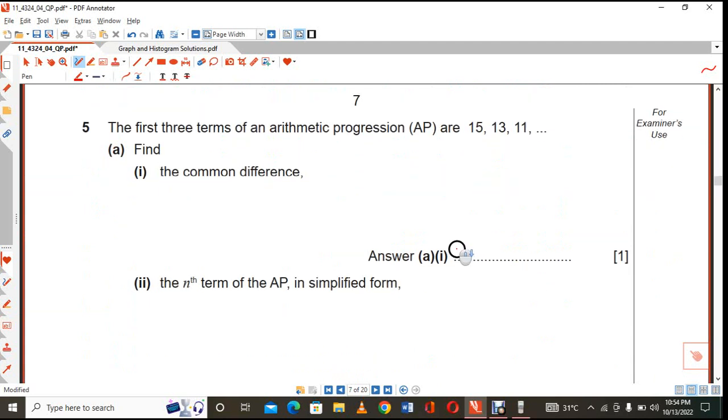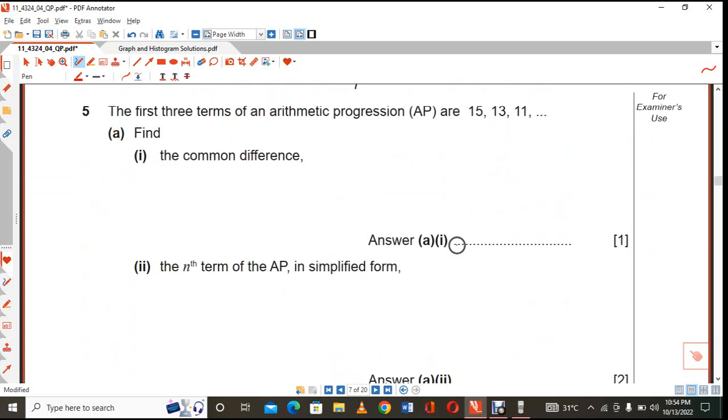Question 5 on page 7. Question 5 deals with arithmetic progressions, or progressions as it is. It's arithmetic because the question says the first 3 terms of an AP are 15, 13, and 11. You can say this is term 1, term 2, term 3, or use u sub 1, u sub 2, it doesn't matter. In order to find the common difference, you're going to say term 2 minus term 1, for example.